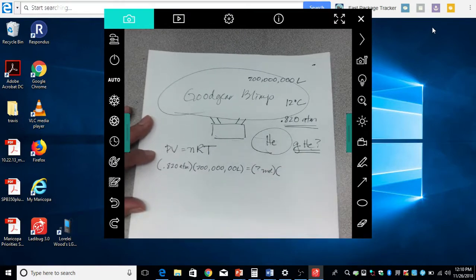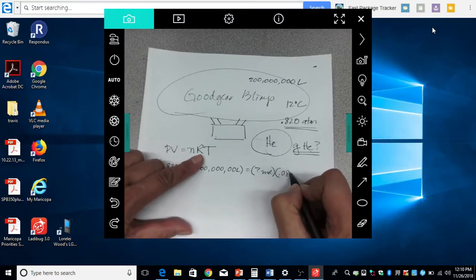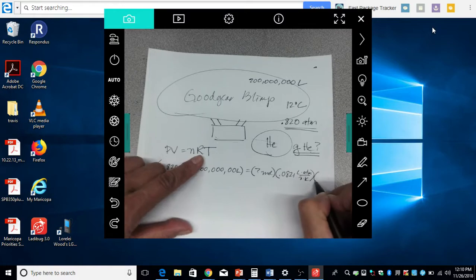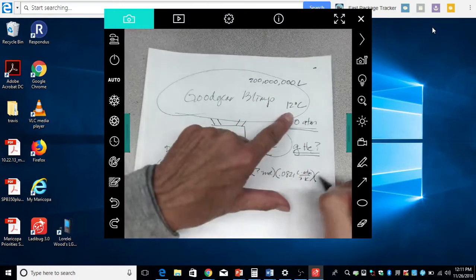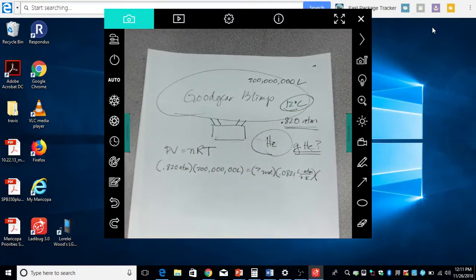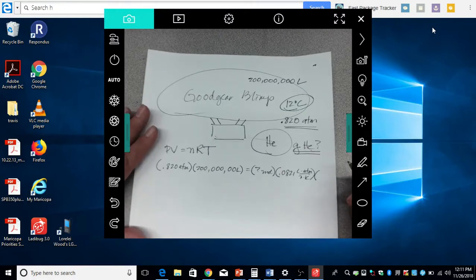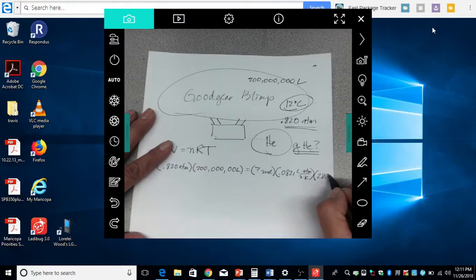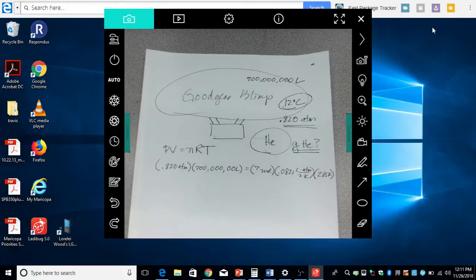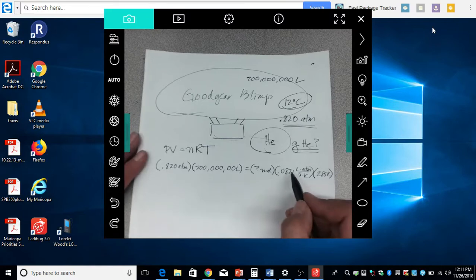Then we can convert. And then 0.0821 liters times, and the last one is, what do we have to do with this number? Convert it to Kelvin. To Kelvin, so 273, 283, 285. And it's the same kind of problem as the last one, right? Then you just have to convert to grams of helium. So you move everything over to one side.